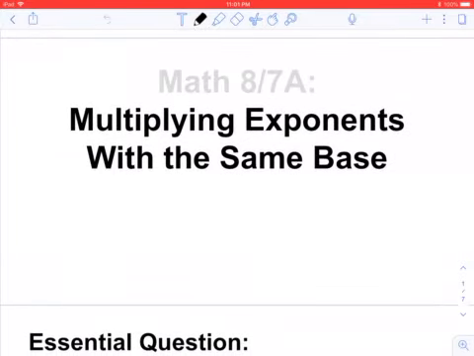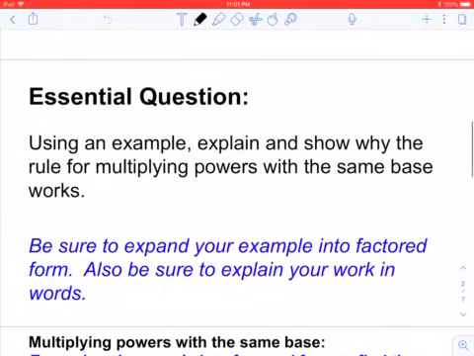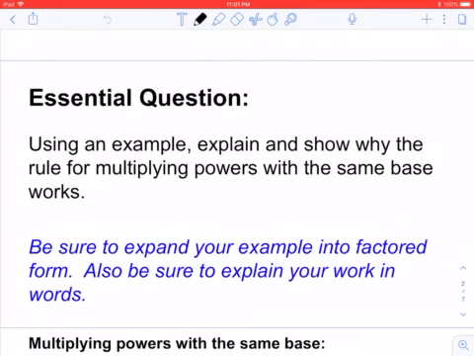Okay, we are multiplying exponents with the same base today. Here's your essential question. You only need to write what is in black. Using an example, explain and show why the rule for multiplying powers with the same base works. So when you do that, be sure to expand your example into factored form. We're going to do some of that in this note section right now, so you'll have all the information you're going to need right in the notes. Also, be sure to explain your work in words.